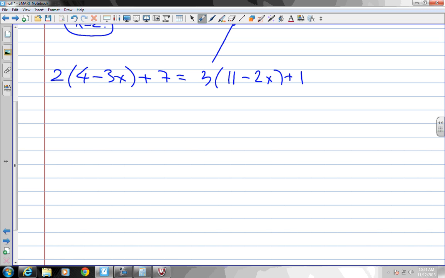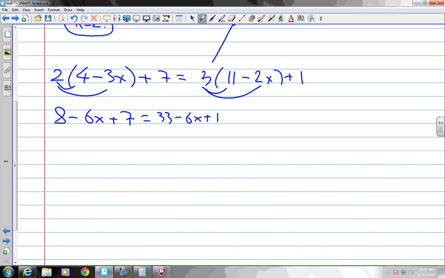So here's an equation. That's a linear equation. The key to the equation being linear is that the variable is x and there are no exponents on x, and there are no x's in the denominator. So how would you solve this equation? Right. Open up all the parentheses, combine like terms, and then go from there. So 8 minus 6x plus 7 equals 33 minus 6x plus 1. Right?